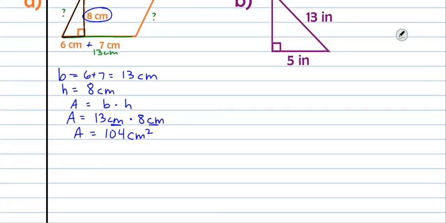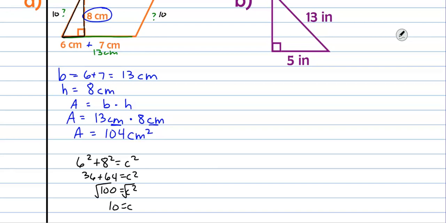So these problems can be a lot of work. I don't think it's hard work all the time, but they do take some time. So let's figure that out. 6 squared plus 8 squared equals c squared. 36 and 64. That's going to be 100. Take the square root, and we're going to get 10 for c. So now we do know each of these sides is 10.